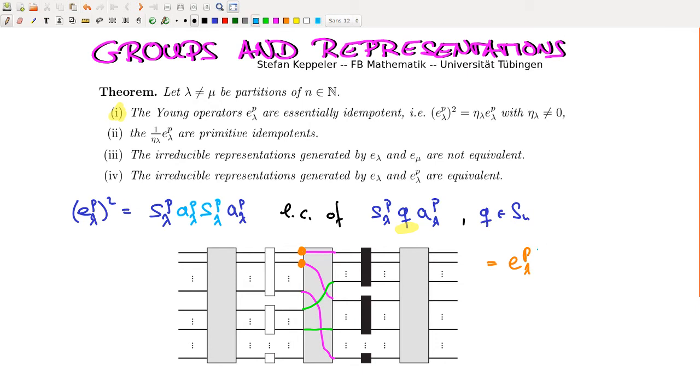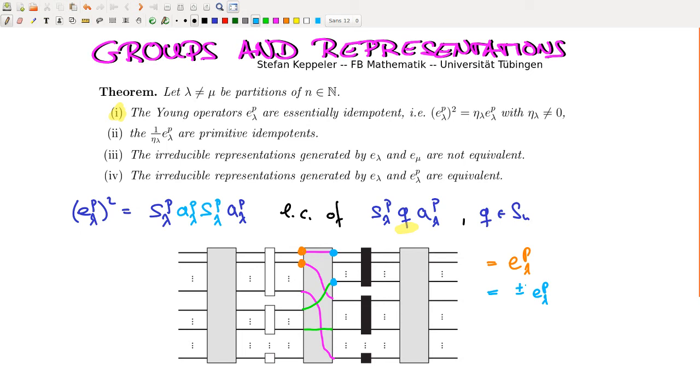If the Q permutes two lines that enter the same anti-symmetrizer, for example, this one and this one, then we can undo this by swapping two lines here. That gives us a minus sign. So we can get minus E lambda p. Or if we have a more complicated permutation here, not just two lines involved, but only lines entering the same anti-symmetrizer, then we can have plus or minus E lambda p here. But still proportional to E lambda p.